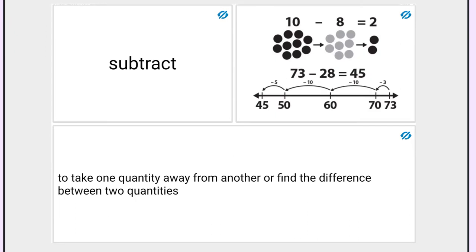Our next vocabulary word is subtract. Subtract is to take one quantity away from another or find the difference between two quantities. So as you can see in our visual, we have 10 balls minus 8 is equal to 2. 73 minus 28 is equal to 45, as shown here on this number line.